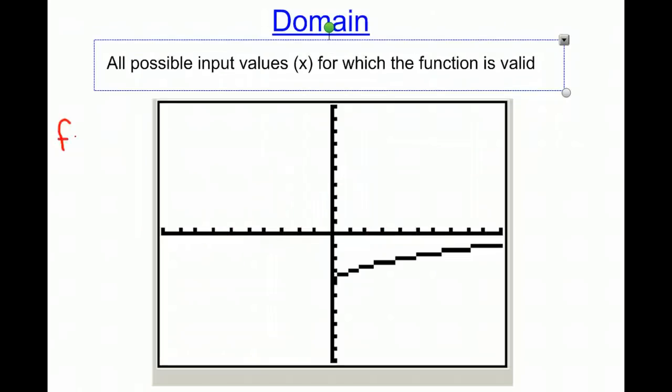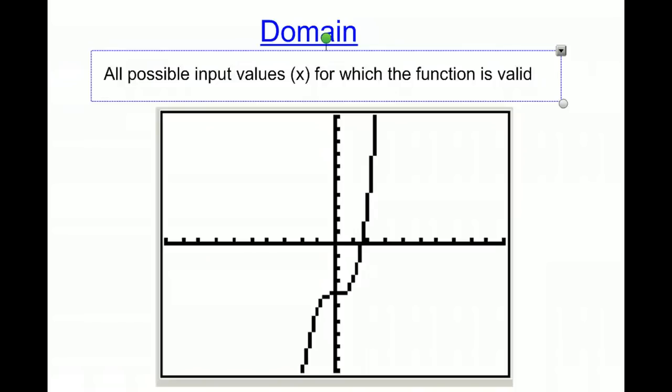Here we have the parent function f of x equals the square root of x. Now as you can see, these positive x values have corresponding y's, but these negative x values do not. The graph that is shown stops here and continues to the right. So therefore our domain will be all real numbers such that x, now it has to be 0 or greater, so x is greater than or equal to 0. And that is the domain for this graph.